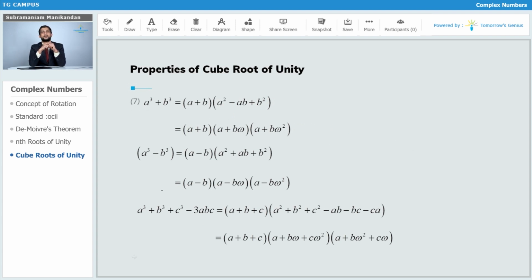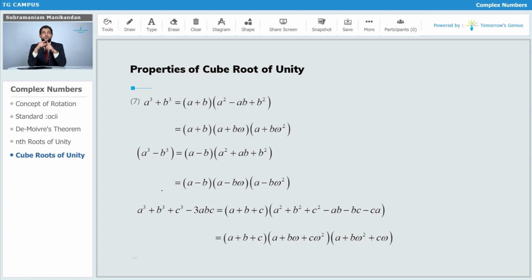Now, there are some important algebraic identities which can be written in terms of omega and omega square. For example, I can write a cube plus b cube as a plus b times a square minus ab plus b square. That expression, a square minus ab plus b square, we were always told is not factorizable, right? But it is factorizable if you take omega and omega square. So you can write that as a plus b omega and a plus b omega square.